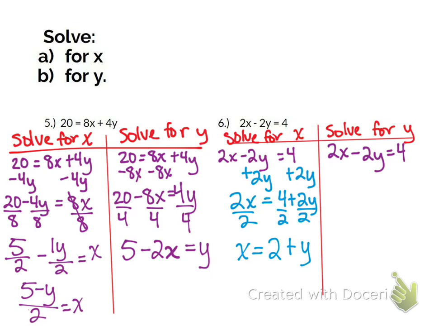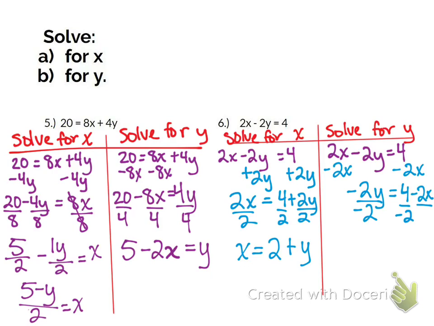Let's solve for y. How am I going to start that off? Subtract 2x on both sides. What does that leave me with on the left? A negative 2y. Watch your signs. Equals what? Good. 4 minus 2x. Now what are we dividing by? Divide by a negative 2.